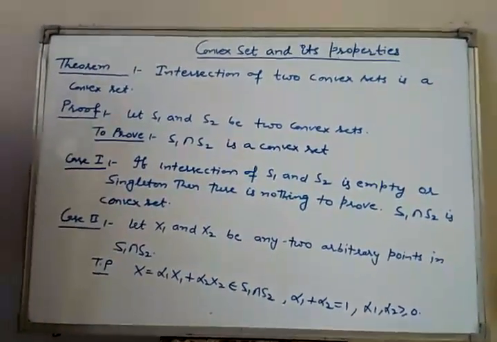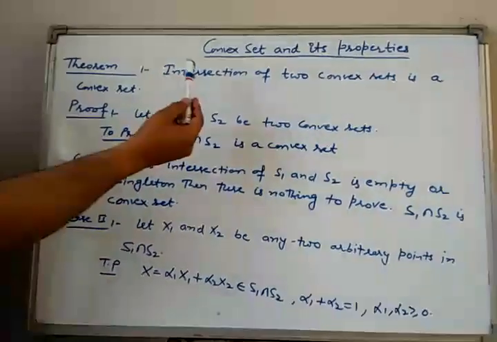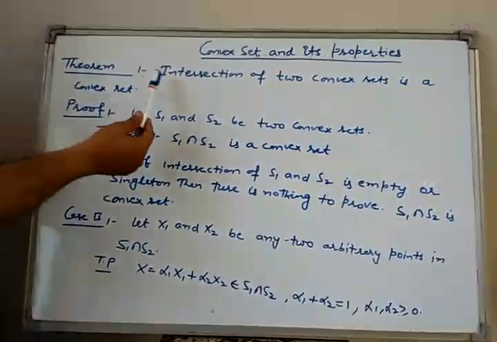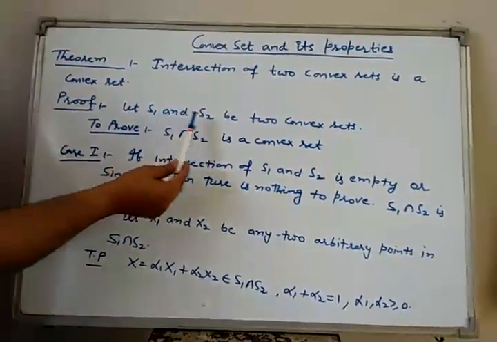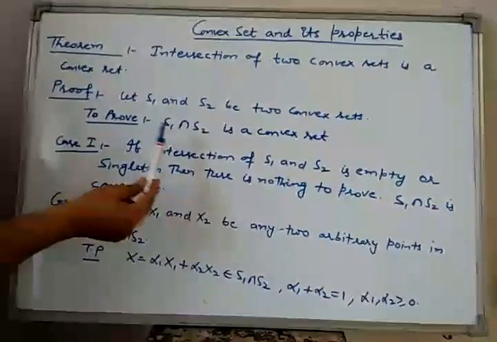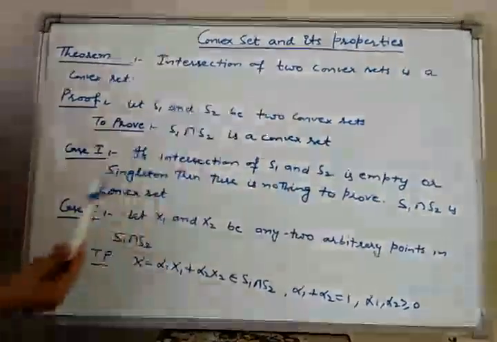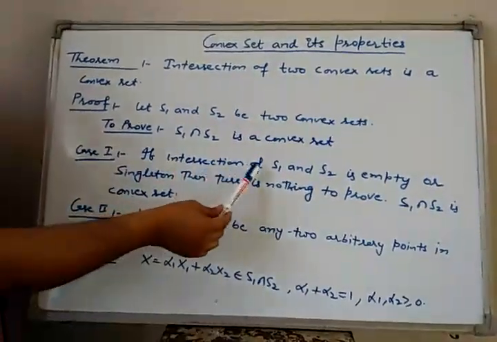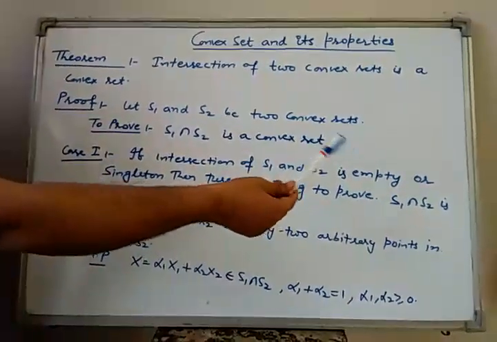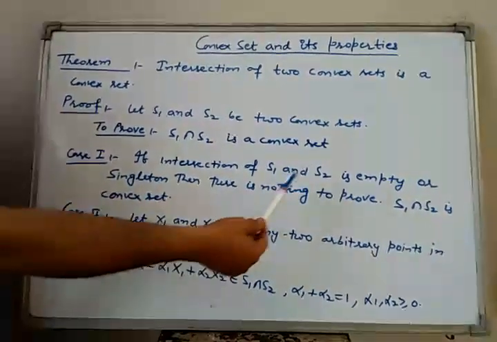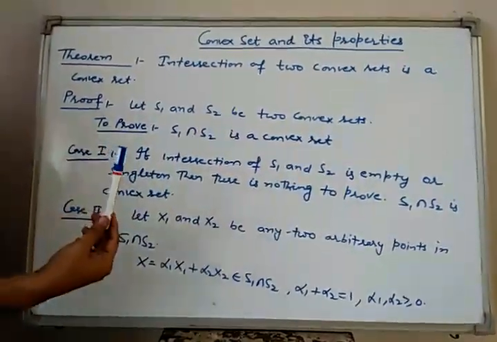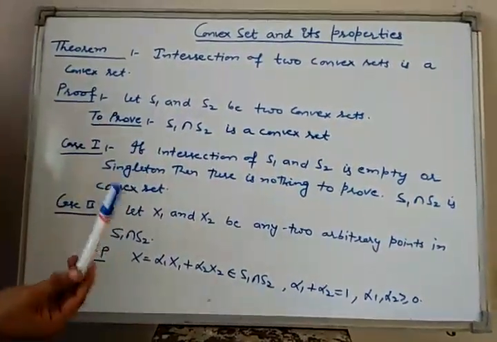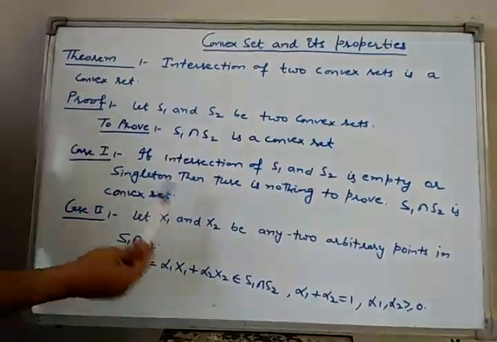Now, the first property of convex sets is that the intersection of two convex sets is also a convex set. We prove this property. Let S1 and S2 be two convex sets. To prove their intersection is also a convex set, we make two cases. First case, if the intersection of S1 and S2 is the empty set or a singleton set, then there is nothing to prove. As I already stated, we take the empty set or a singleton set as always a convex set. Therefore, their intersection is a convex set.